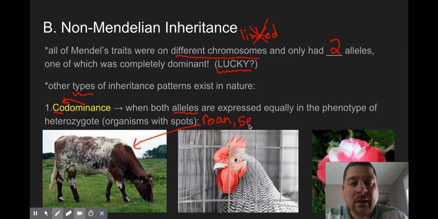Another example would be speckled chickens. Here you can see some of the feathers are black, some of the feathers are white, so you get this pattern of both traits showing up. And the one kind of covered up by me here are flowers that are swirled with different colors. They're not blending together, they're making 2 separate colors that show up in that flower because the alleles are codominant. They're both dominant alongside each other.